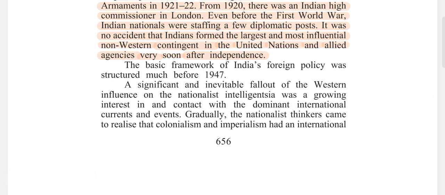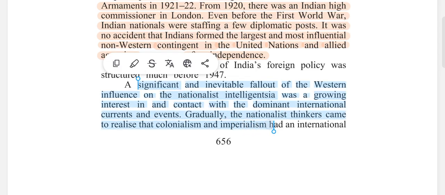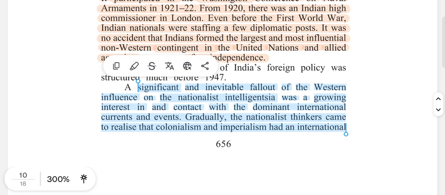The basic framework of India's foreign policy was structured much before 1947. A significant and inevitable fallout of the Western influence on the nationalist intelligentsia was a growing interest in and contact with the dominant international currents and events. Gradually, the nationalist thinkers came to realize that colonialism and imperialism had an international character, and much wider implications.